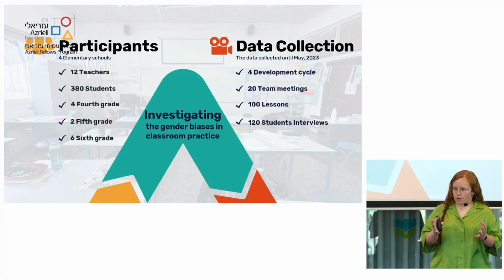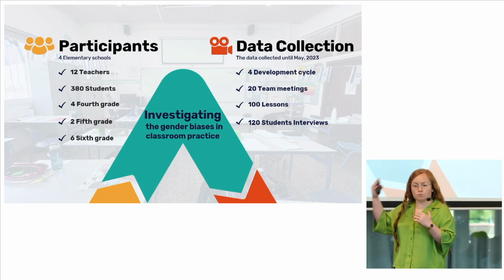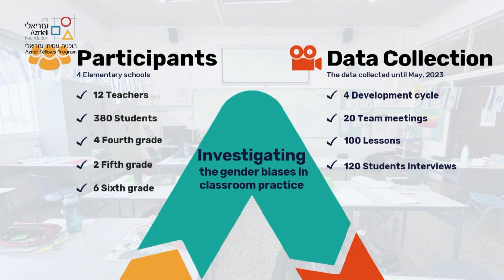During the investigation phase, we examine how the gender biases identified in previous studies are actually manifested in Israeli classrooms. For that, I observed 12 teachers from 4 elementary schools and their 380 students from 4th to 6th grades. Everything that I will show you is based on the data that I've recorded so far: 20 team meetings, 100 lessons, and interviews with 120 students. So now, let me take you on a journey to one of our 5th grade classes. And don't worry, there won't be any grades or homework, I promise.